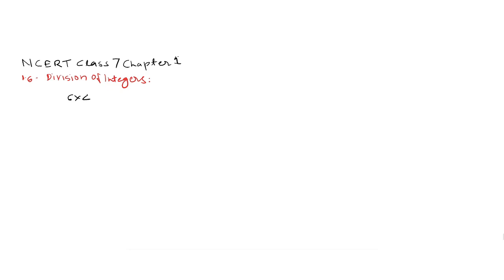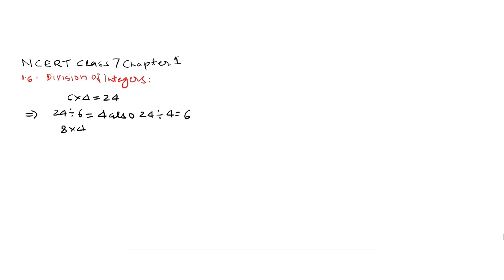6 multiplied by 4 equal to 24. It means that when 24 is divided by 6, we get 4. Also 24 divided by 4 equal to 6.